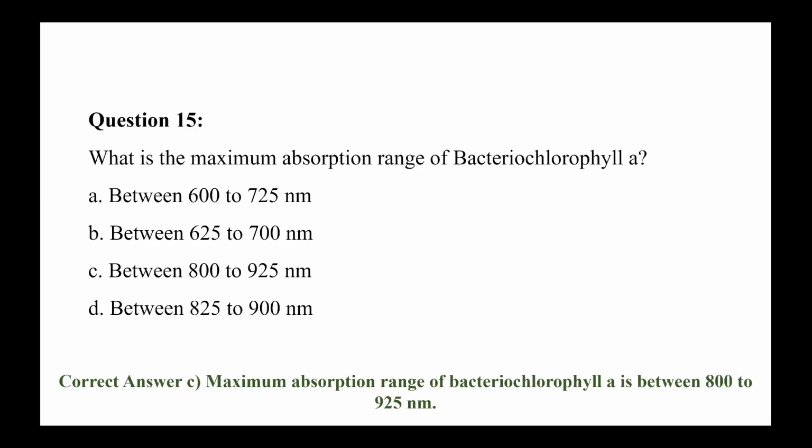So the correct answer is option C, between 800 to 925 nanometer. Bacteriochlorophyll A is a pigment that can absorb in the range of 800 to 925 nanometer, which is kind of beyond the visible range spectra. So it can absorb light of wavelength 800 to 925 nanometer. Okay.